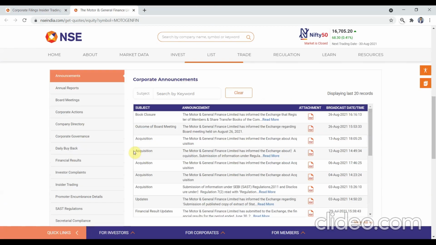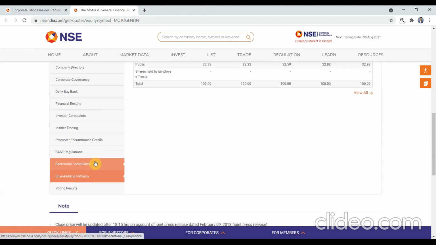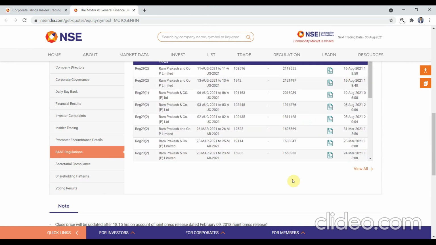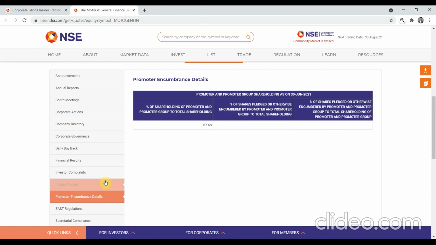Go to corporate, shareholding. Shareholding looks good. No selling has been reported in the last 6 months, so it's also good. Let's check the pledging. Pledging is not there. So this particular stock, the motor and general finance, has also passed all the mandatory filters.